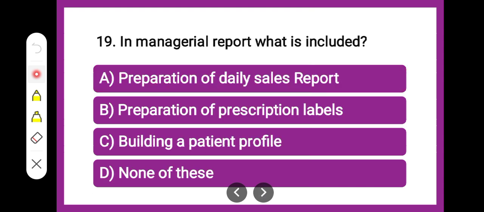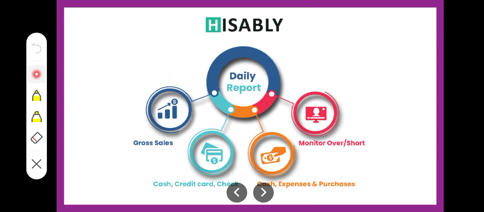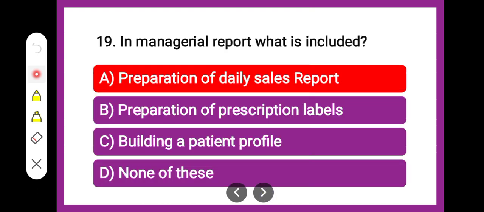Okay, next question is, in managerial report what is included? Whether in managerial report preparation of daily sales report is there, preparation of prescription label is there, building a patient profile is there, or none of these? The correct answer is, it is daily sales report. Okay, daily sales report preparation is there in the managerial report.